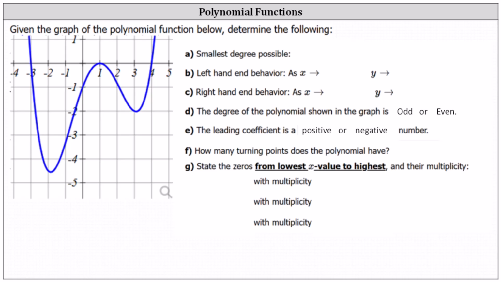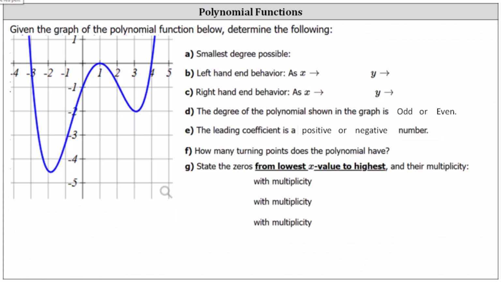Given the graph of the polynomial function below, we want to determine the smallest degree possible, the left and right hand behavior, determine whether the degree of the polynomial is odd or even, determine whether the leading coefficient is positive or negative, determine the number of turning points, as well as the zeros and their multiplicity. Let's first analyze the graph.